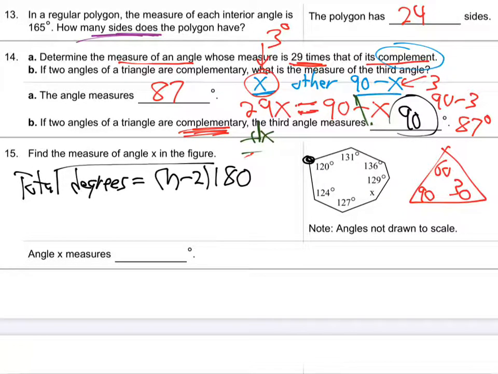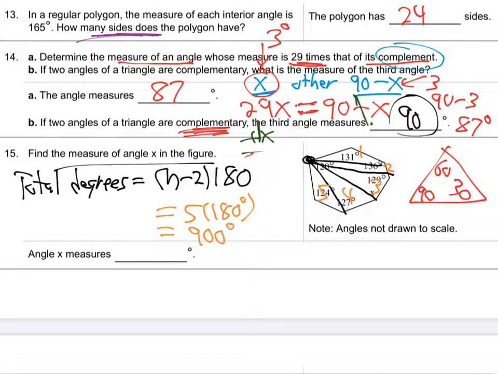Remember we learned that every triangle holds 180. That's where we came up with the formula. Just start saying, how many triangles are there here? You have to go to all the other points except the two right next to you. So how many triangles are in there? 1, 2, 3, 4. Yeah, 5. So it's 5 times 180 degrees. Is that 900? 900 degrees total must be in that figure.